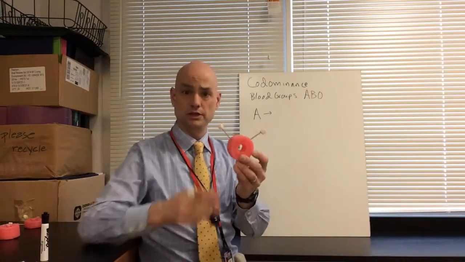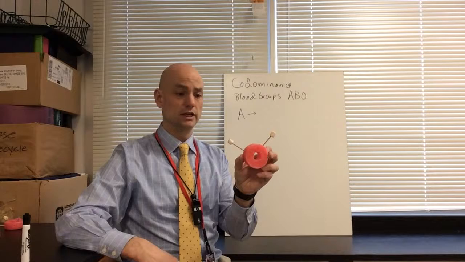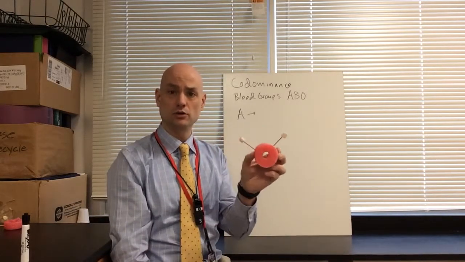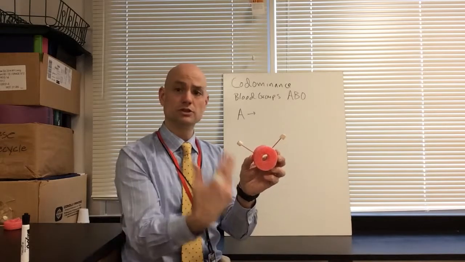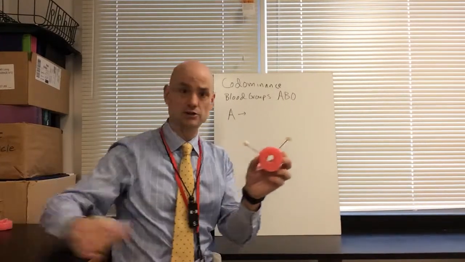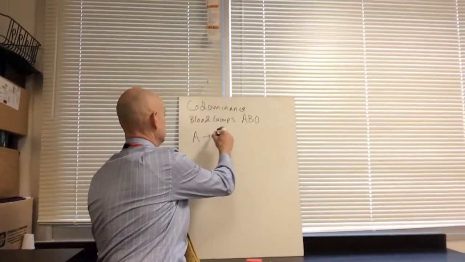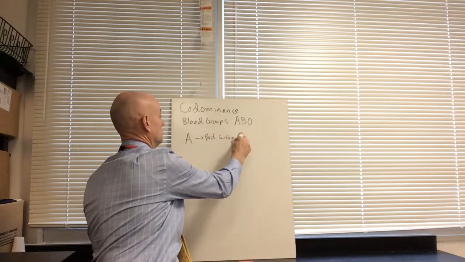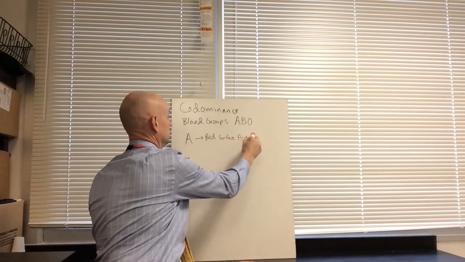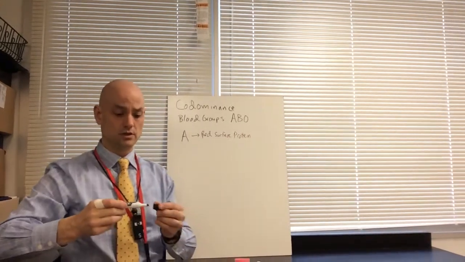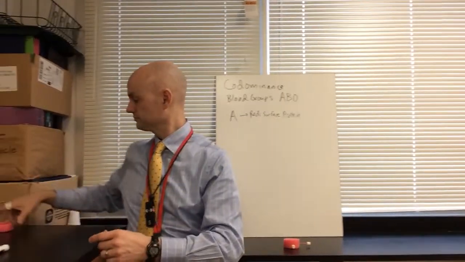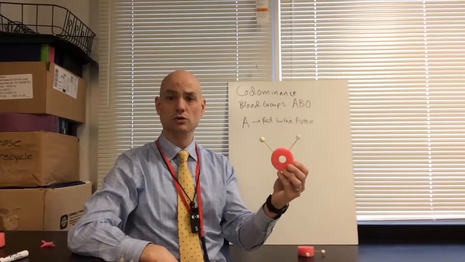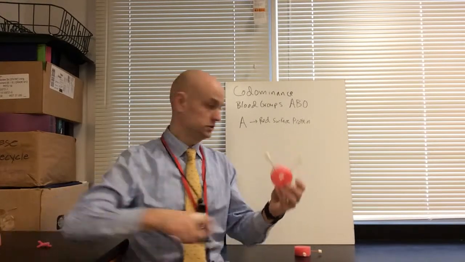So here's an example of a red blood cell, and it's got these surface proteins, which we're going to say are kind of a pink or a reddish color. Okay, so we'll say that's type A. So type A has this red surface protein. Okay, type B has a different one. Type B is kind of a yellow protein. So let's say type B.